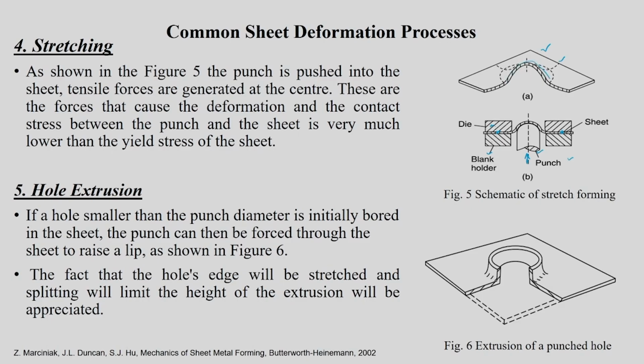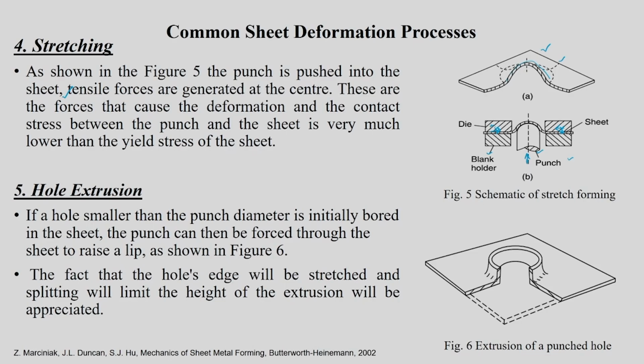Now one important point here is that the sheet most often is not going to be drawn in. This movement is generally restricted because of the clamping force and the interface friction. So what happens is that significant tensile forces are generated at the center region. These are the forces that cause deformation, and the contact stress between the punch and the sheet is generally much lower than the yield strength of the sheet. That's what people generally say.